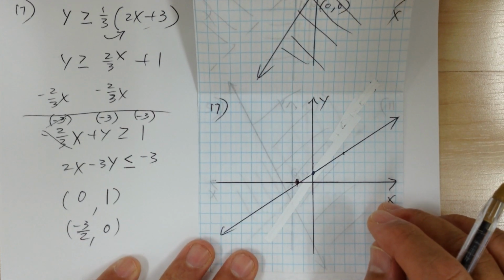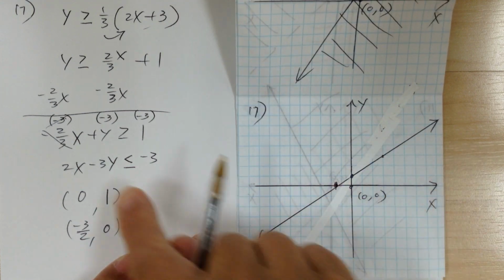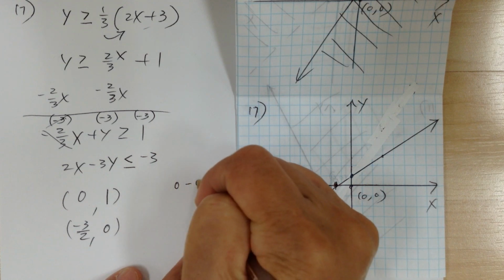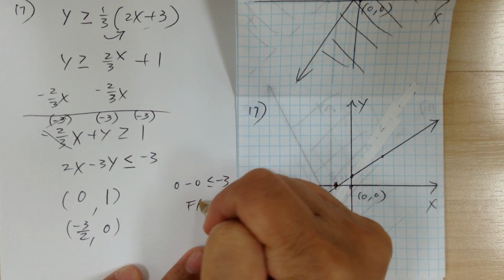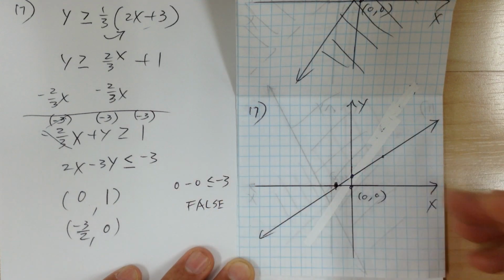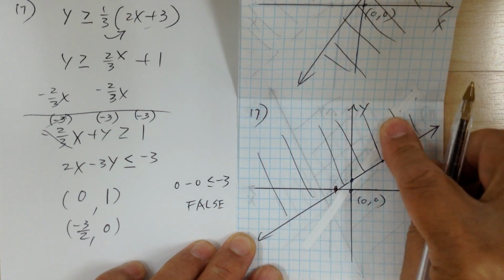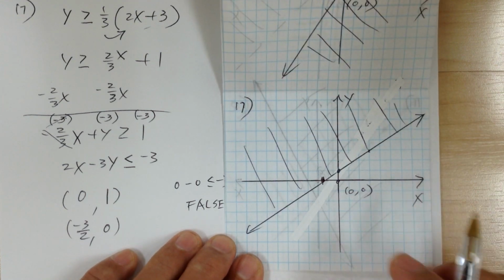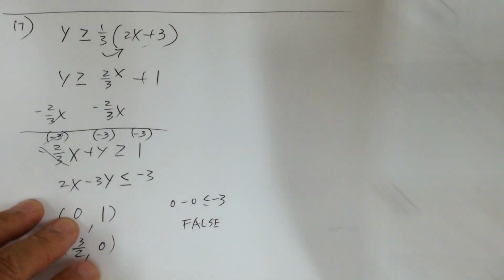Okay, and now you have to do the testing point. Again, I'm going to use 0, 0. So put 0, 0 in here. You're going to get 0 minus 0 is less than or equal to negative 3. And this is false. So that means you have to shade in this side. Yeah, so be careful with the fraction. It's easy to make mistakes. Okay, let's go to the next one.